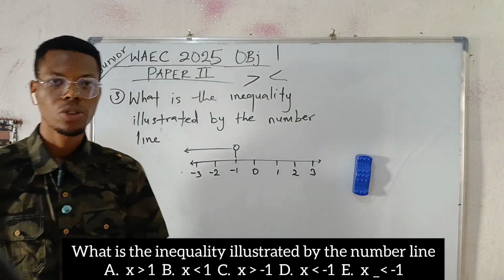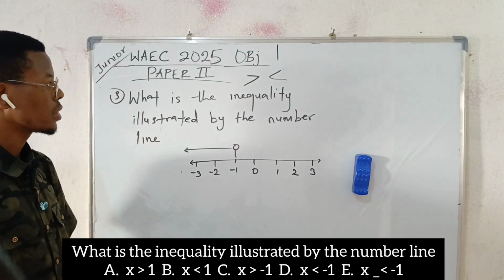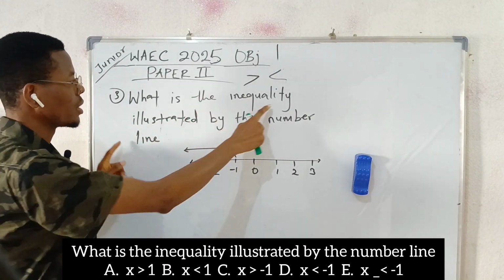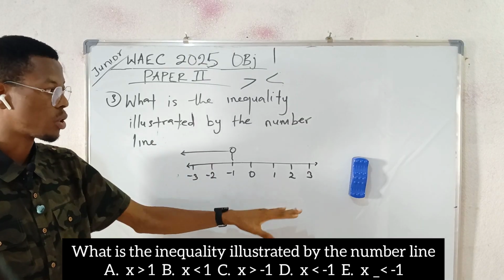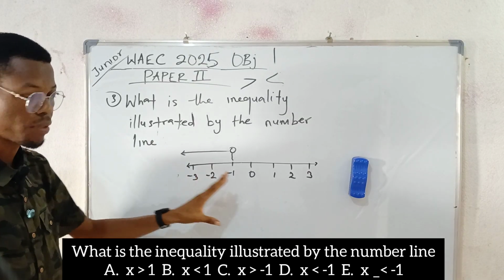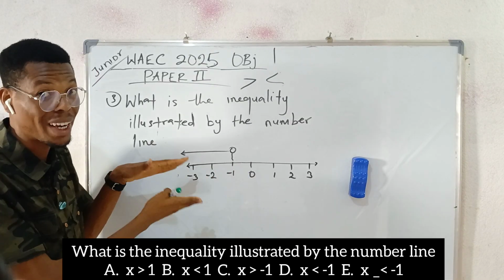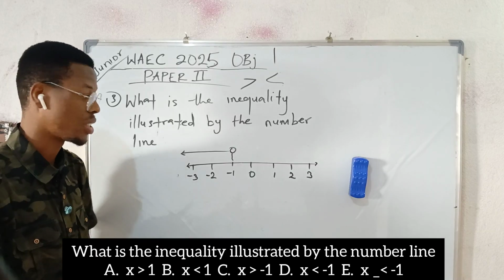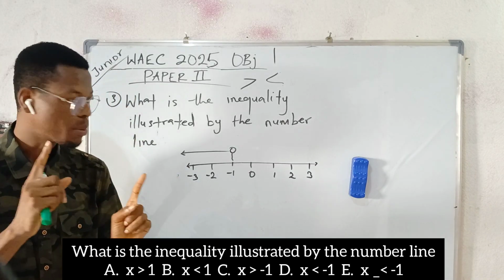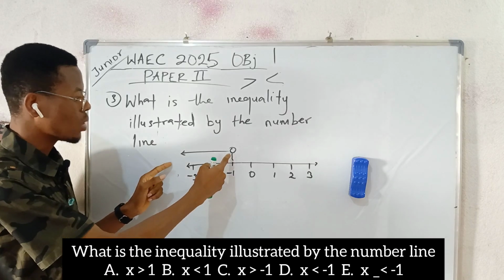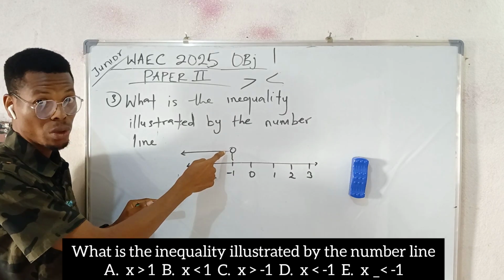Okay, let's look at question number 3. Question number 3 says, what is the inequality illustrated by the number line below? Are you seeing this number line? They want us to find the inequality that this number line is illustrating. Now when you look at this, we have two very important things we should take note of. You look at where the arrow goes.